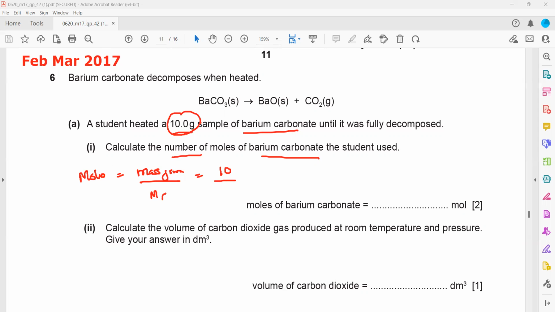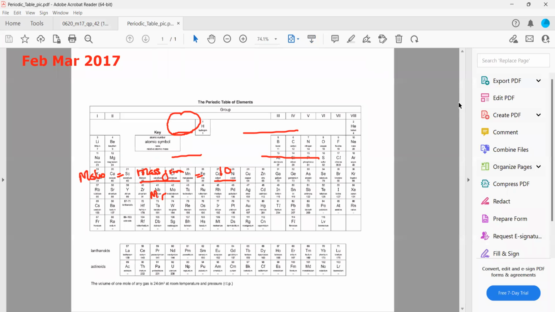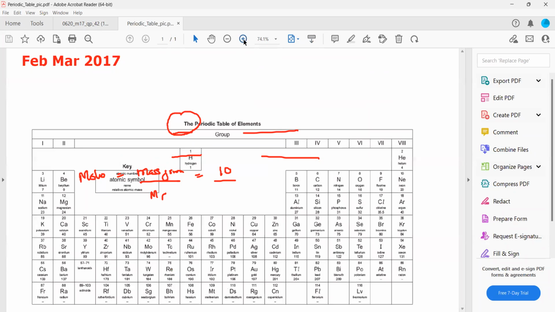For molar mass, we have to use a periodic table. Oxygen equals 16, times 3, and carbon equals 12. Barium also we have to use, because it's barium carbonate. And whenever you are using a formula, you always use it for 1 mole. Students sometimes check the equation, but you have to use only 1 mole in a molar mass. Molar mass means mass of 1 mole.